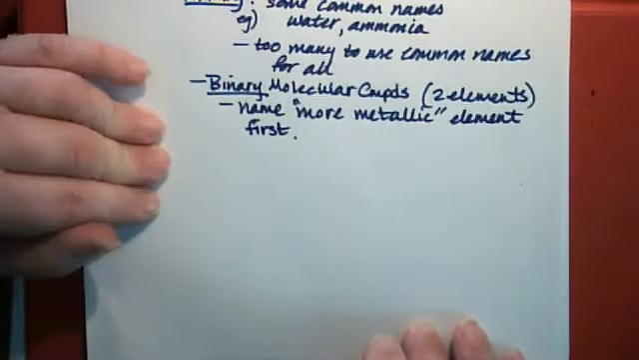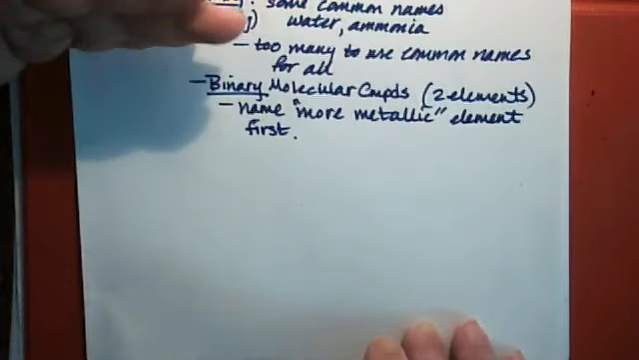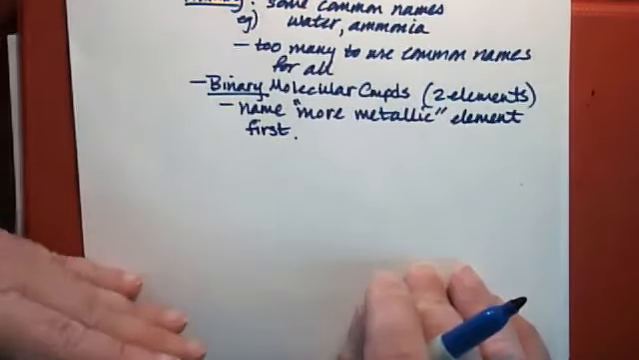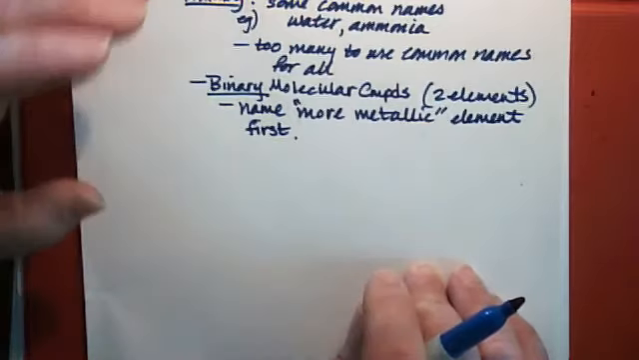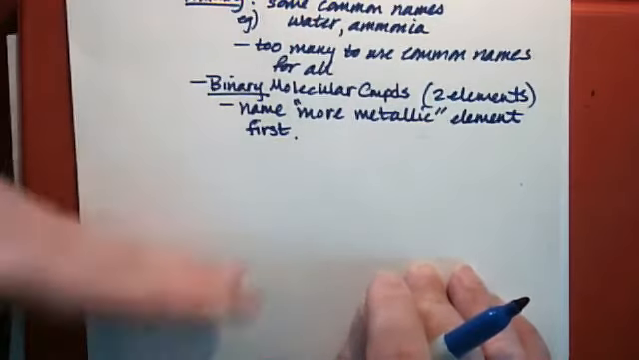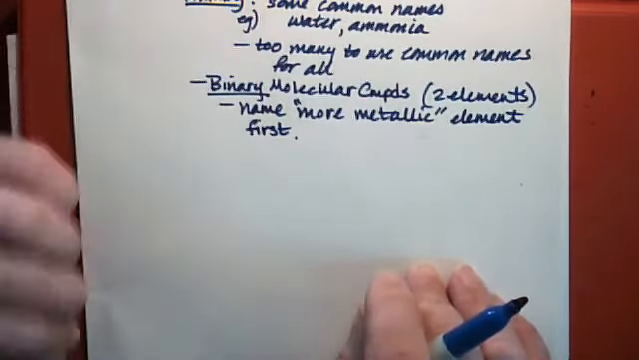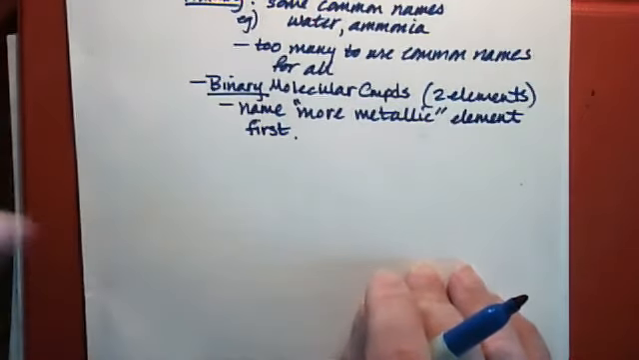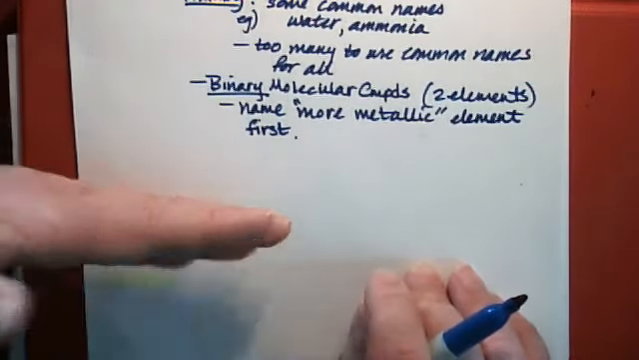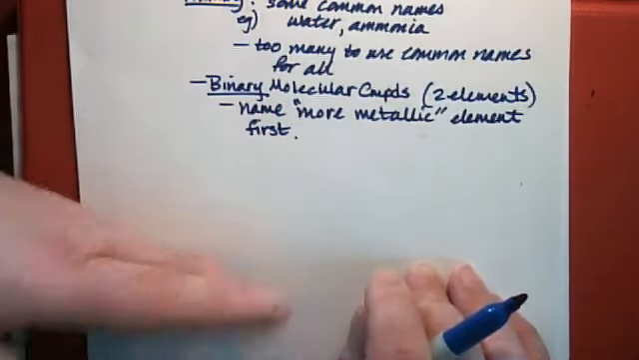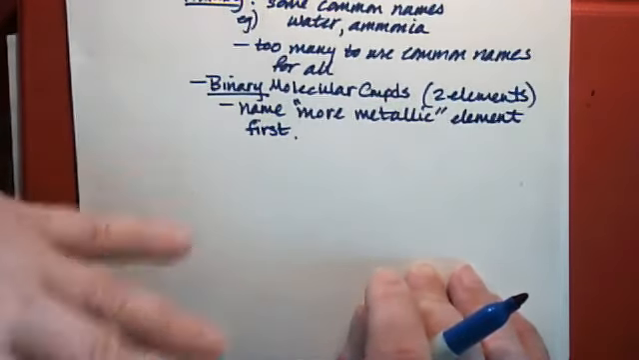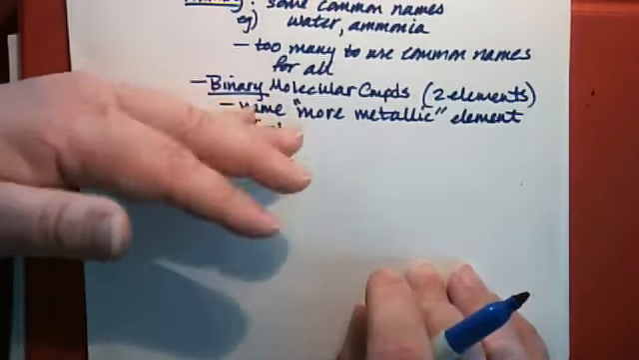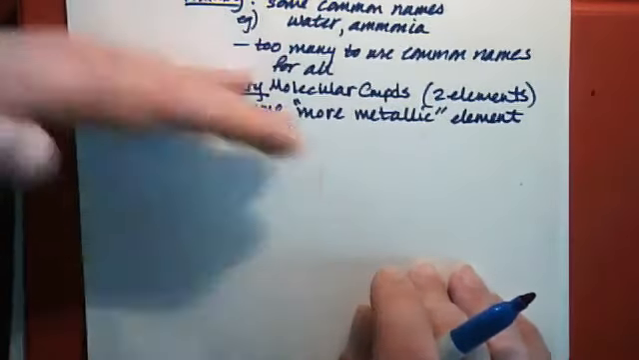So a metal basically loses electrons to become a cation. A nonmetal gains electrons to become an anion. And there are different degrees to which elements want to do those things. So basically, the more you want to gain electrons to become an anion, the less metallic you are. And the less you want to gain electrons to become an anion, the less nonmetallic, or the more metallic, you are.